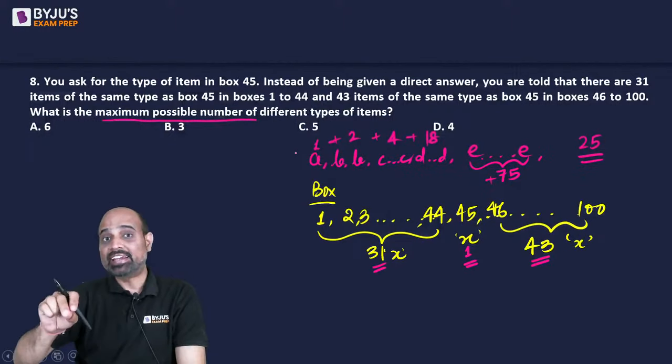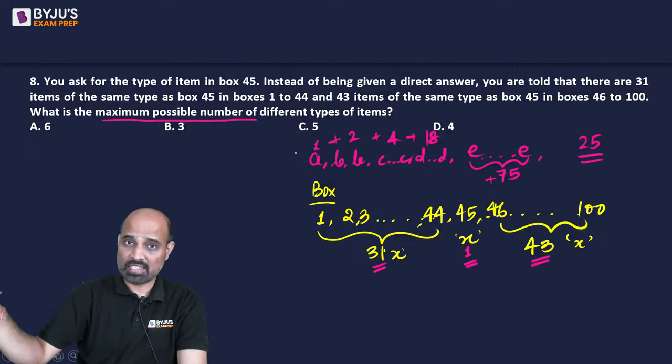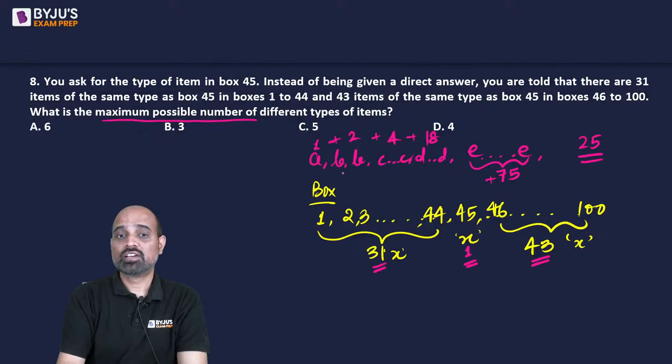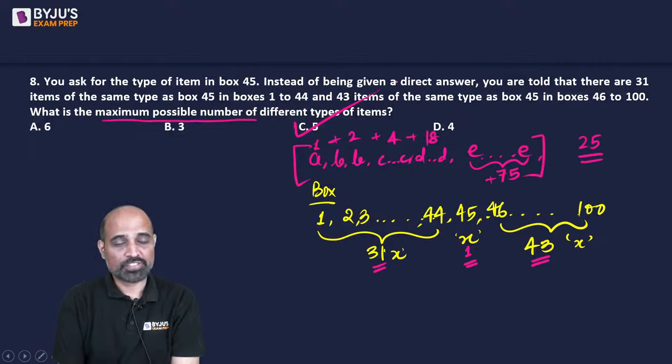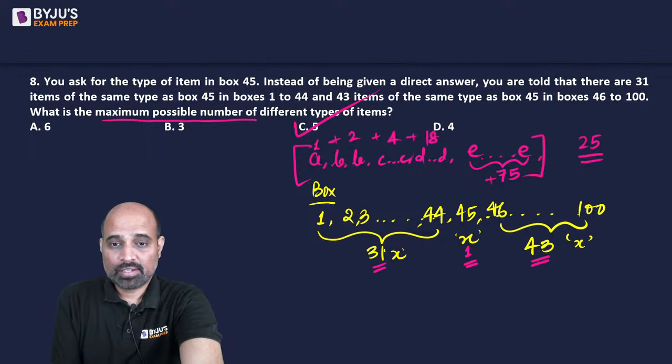The moment I have 18 Ds, at least twice of 18, that is at least 36 E's we are supposed to have. Instead of 36, we have 75 E's. So can we say A, B, C, D, E, maximum 5 different items we can have if there are 75 items of a same type, right?